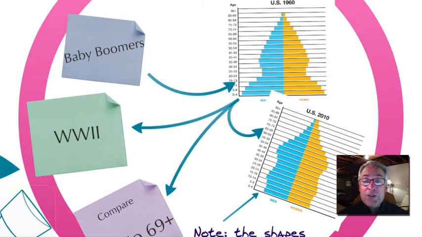But then something kind of unique happened. If you'll notice that from about 20 years old and younger, it started to grow because the baby boomers were starting to have children, and they were having them in record numbers.